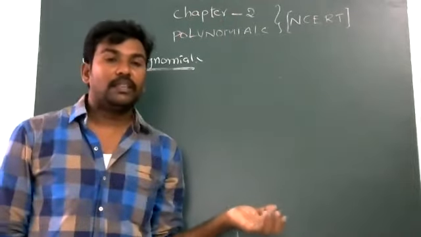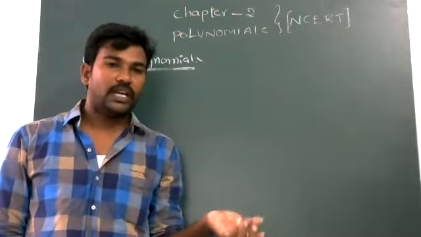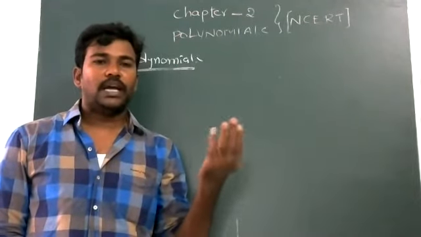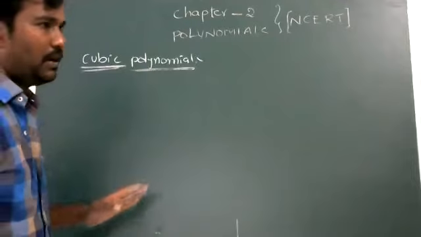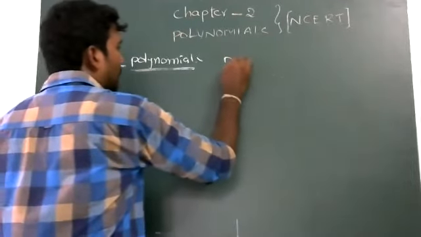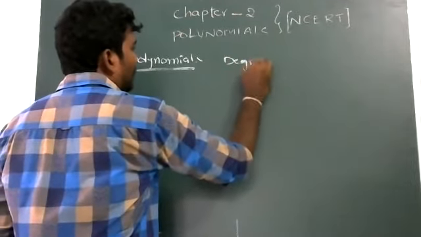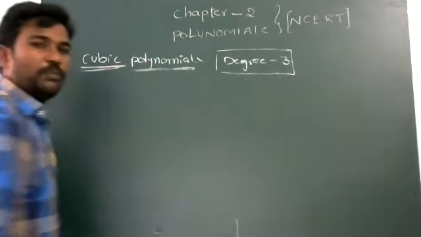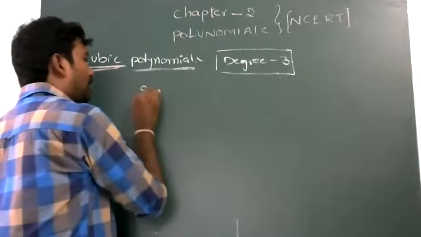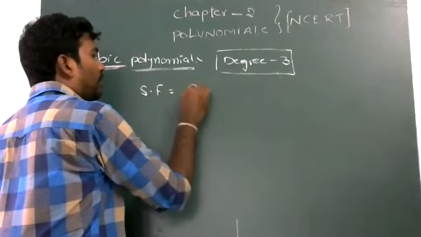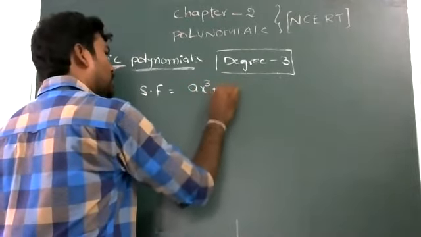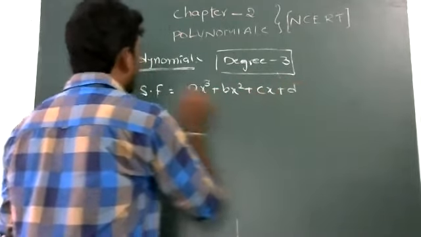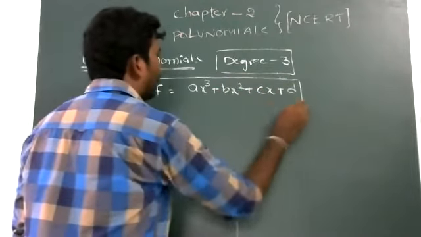An expression whose highest degree is 2 is called a quadratic polynomial. Cubic means the highest degree of the polynomial is 3. Then those polynomials are called cubic polynomials. Then what is the standard form of a cubic polynomial? Standard form: ax cube plus bx square plus cx plus d. This is the standard form of the cubic polynomial.